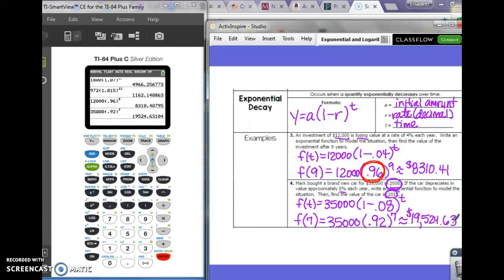So those are some basic examples for exponential growth and exponential decay. The setup is the exact same. It's just with your growth, you're adding a rate, and with your decay, you're subtracting a rate.